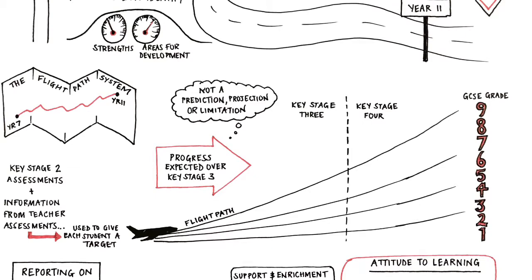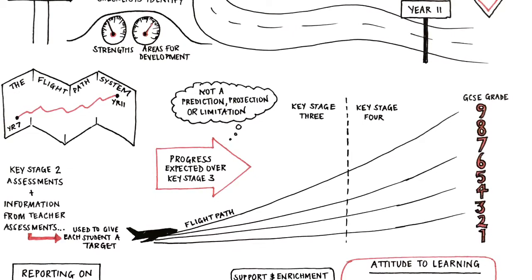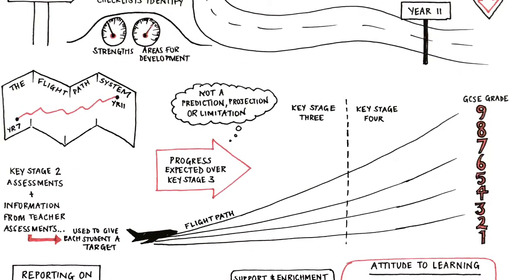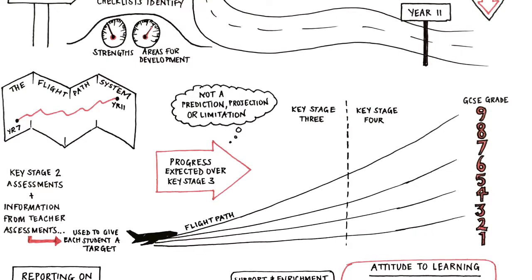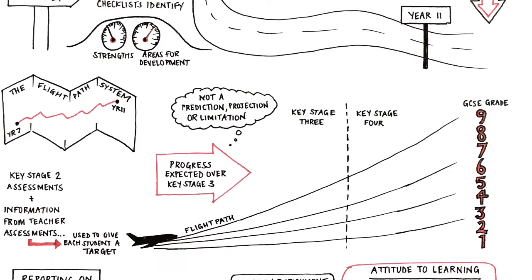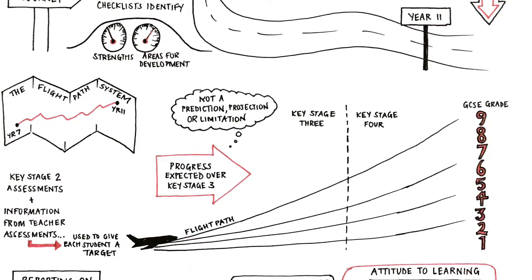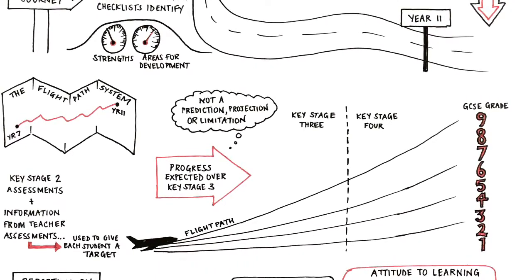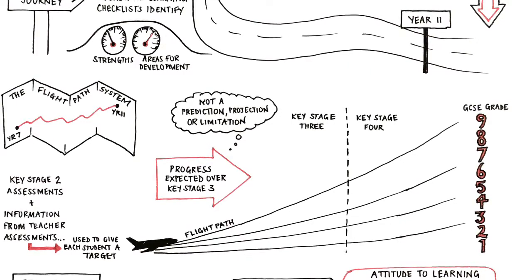A student's flight path is not a limit on what they can achieve at Key Stage 3 or Key Stage 4. Students should aspire to meet or exceed their target flight path. Teachers regularly assess students' progress and plan lessons and homework accordingly. All students have access to the challenge they need to enable them to reach their full potential.